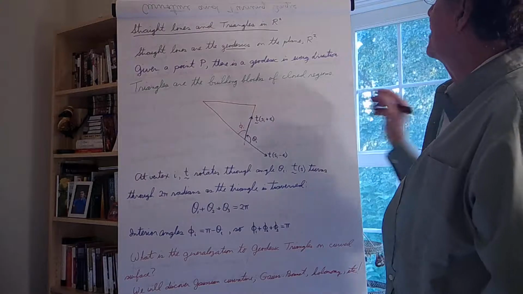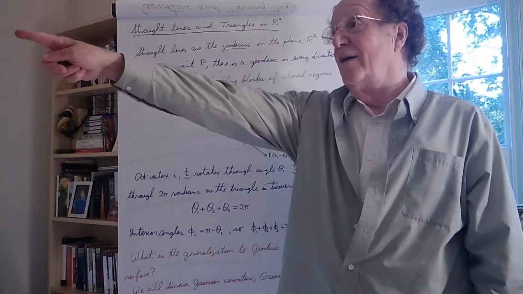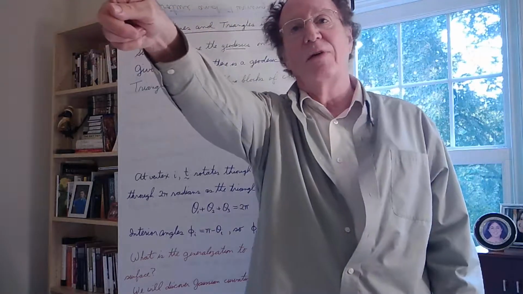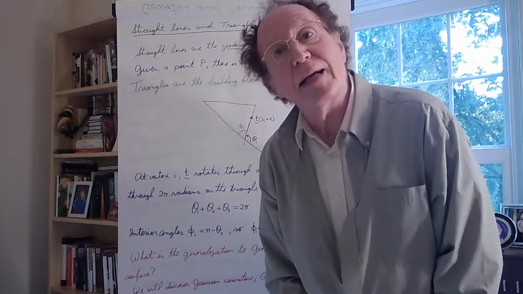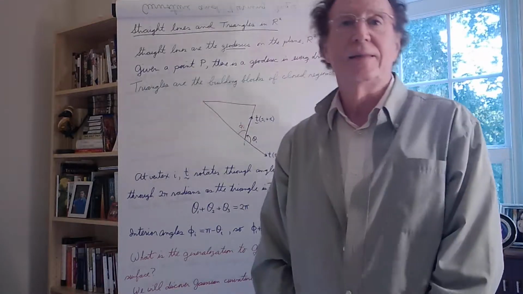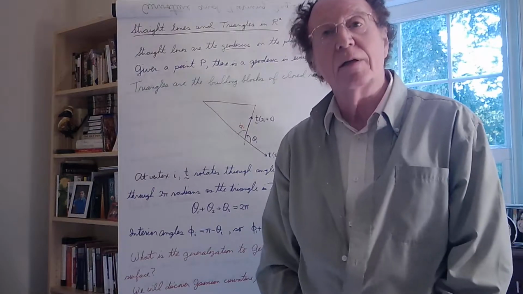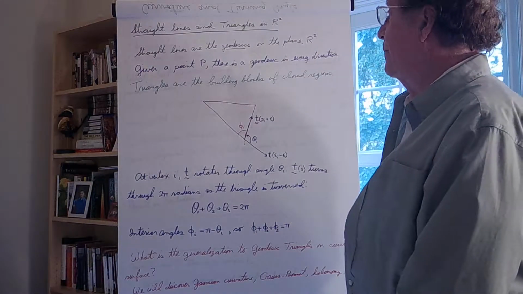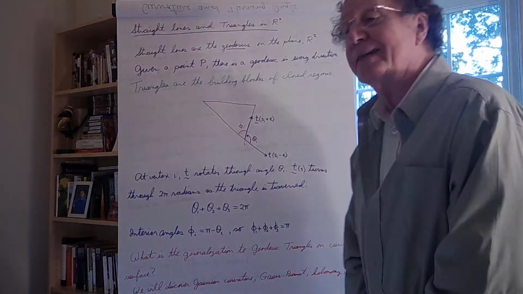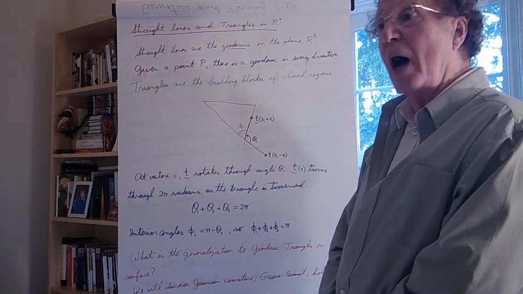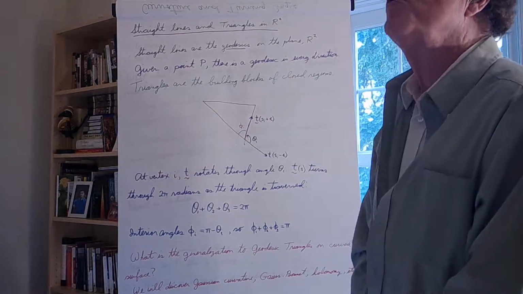Given a point P, there's a geodesic in every direction. Well, in a plane, that's obvious, right? Here, I can go in that direction. I can put a straight line in that direction. I'll put a straight line in that direction. No problem. We want to generalize that concept to spheres, hyperbolic geometries, and then general curved surfaces. And we'll learn a lot by doing that. Triangles are the building blocks of closed regions.